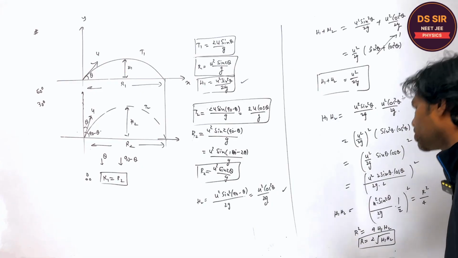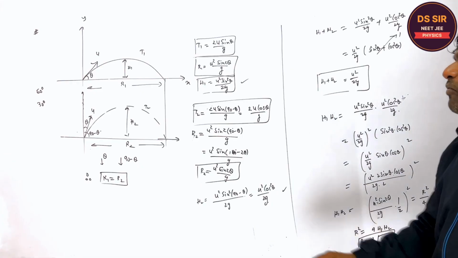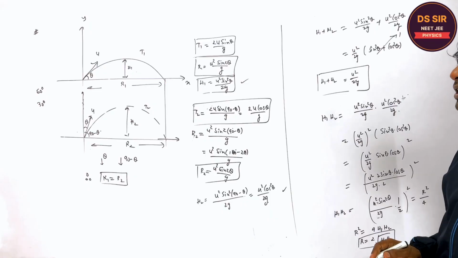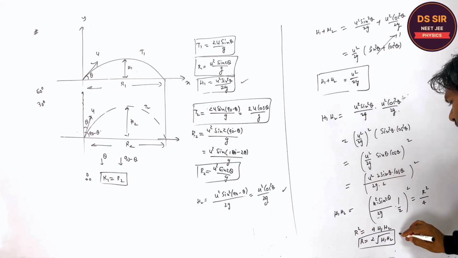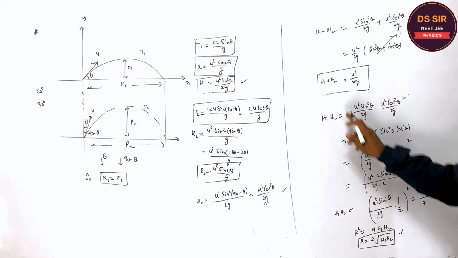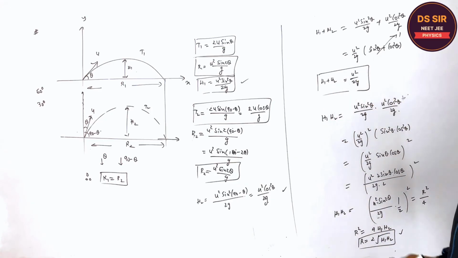So this is the relation, especially for when the projectile is projected at the two complementary angles theta and 90 minus theta. This is the relation between the range and the maximum heights h1 and h2, and h1 plus h2 is equal to u square upon 2g. Is it clear or not? Please copy this.